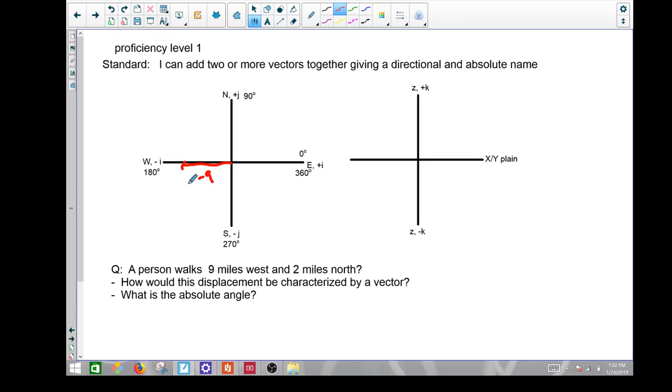2 miles north. Now, whenever I'm putting together vectors, it's always heads to tails. So this head has with the tail of the second vector. So it goes up. Why is it going up? Because it's going north. And this would be a +2. All right? And then, of course, the resultant vector is the tail to the head of the next vector.